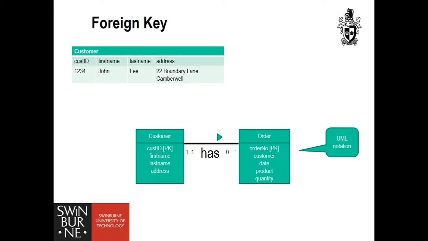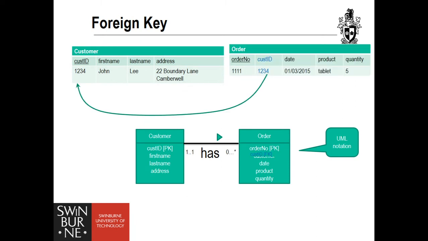Foreign key. Okay, what is foreign key? Foreign key basically is a primary key, but we imported from another table. In this case, we use customer ID, the primary key from customer, for this order table. So this is data referring to this data.